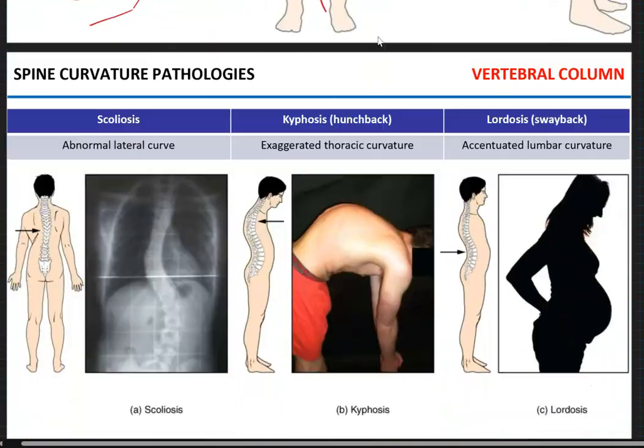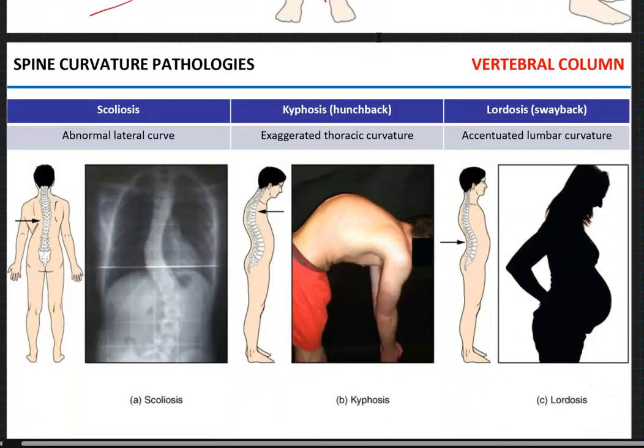So, main pathologies of the curvatures. One of them is scoliosis. That's the lateral curve. You see, this is some pretty bad scoliosis. I actually had a student at Lakeland. When she saw that picture, she said, I had this. They had to surgically fix it.